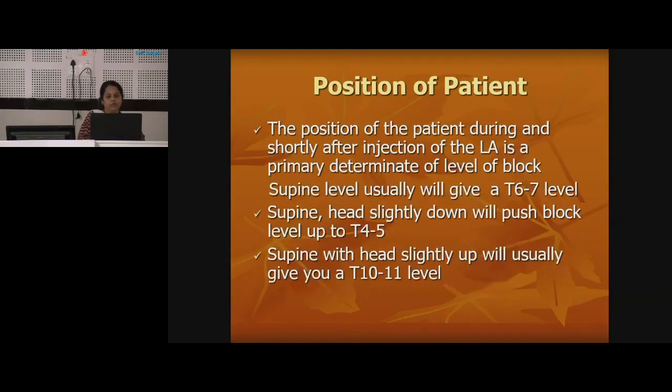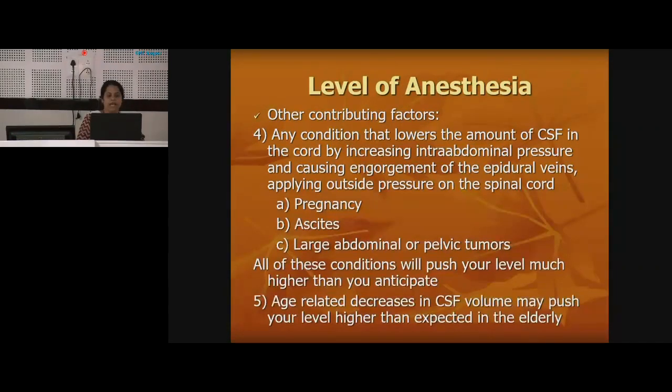The position of the patient during and shortly after the injection of local anesthetic is another primary determinant of the level of block. Supine usually gives T6, 7 level, and if you keep the patient supine with the head slightly down, it will push the block up to T4, T5. And if you keep the patient supine with the head slightly up, it will give a block around T9, T10 to T11. So this is how the position affects the level of block. Other factors are pregnancy, ascites, large abdominal or pelvic tumor, as this lowers the amount of CSF in the cord. Then age-related decrease in CSF volume may push the level higher than expected in the elderly.